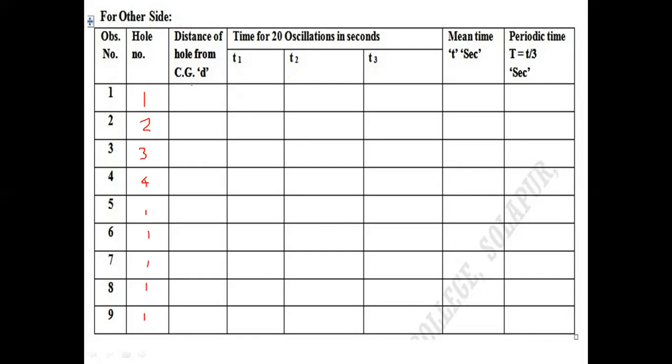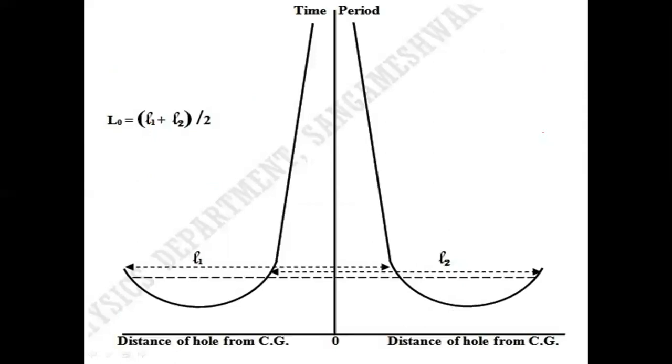Then the distance of the hole from CG, that is D, which as I told you earlier is 45, then 40, 35, 30, and so on. Then the time for 20 oscillations in seconds, t1, t2, t3. Then mean t, suppose this is A, then A by 20 is equal to T1 and so on. After completion of both observation tables, you will get the values.